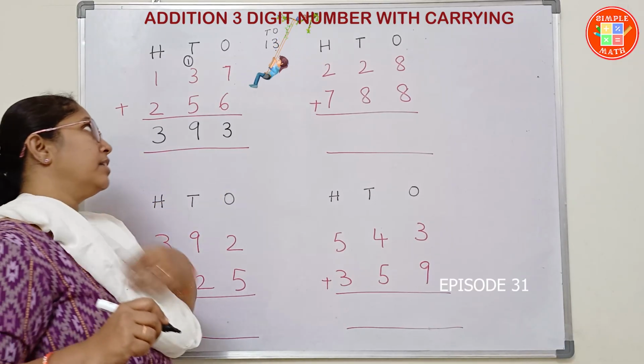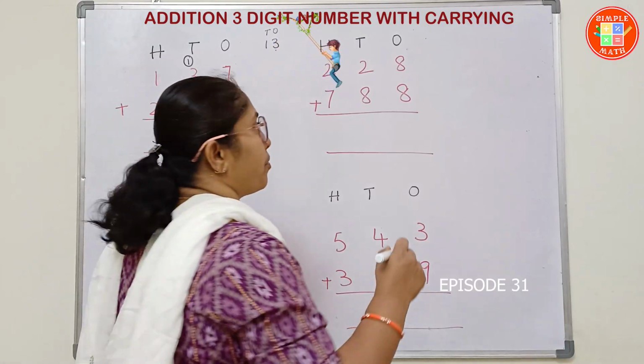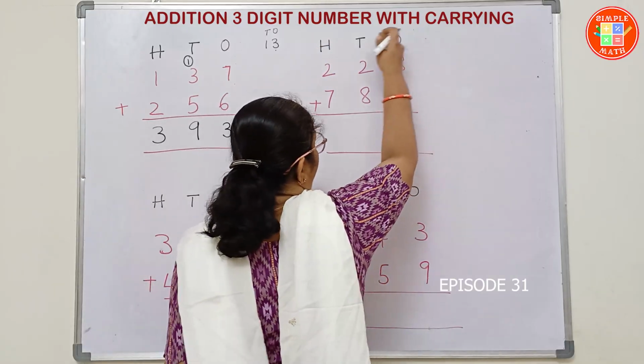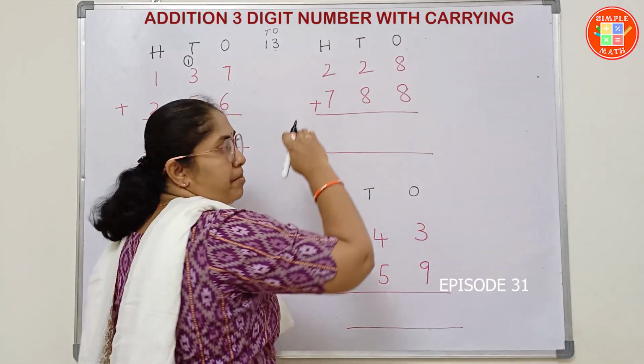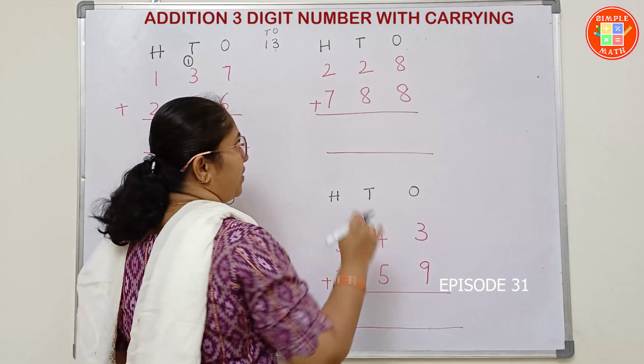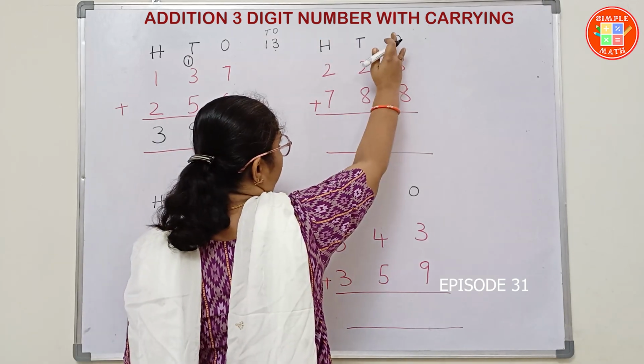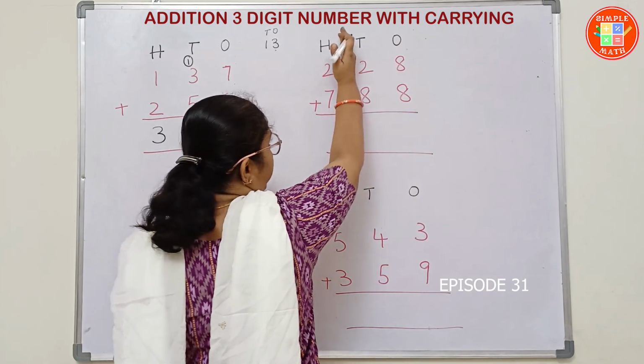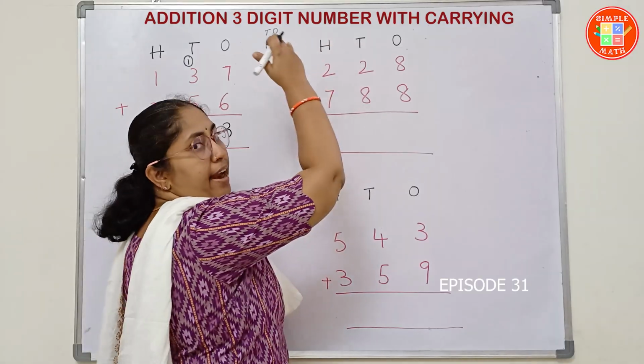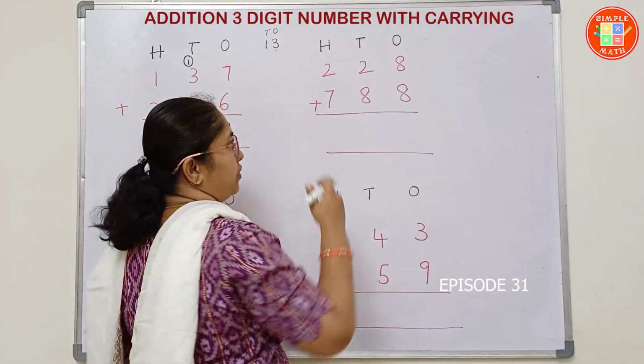Here, let's see one more problem. Ones column, tens column and hundreds column, we mark them after the number is given. If it is a 2-digit number, we mark it as ones and tens. If it is a 3-digit number, we get an extra hundreds column as a place value.